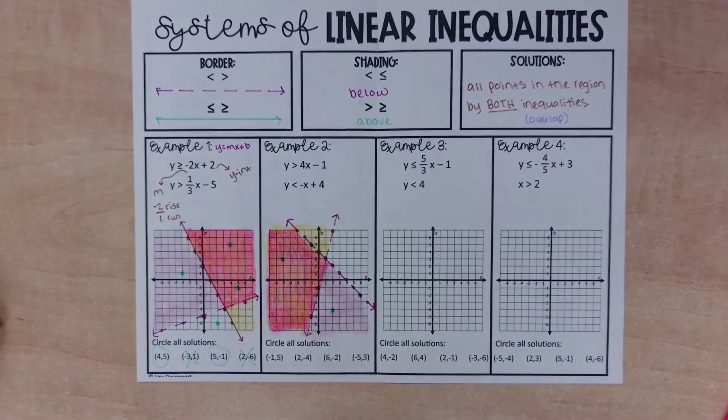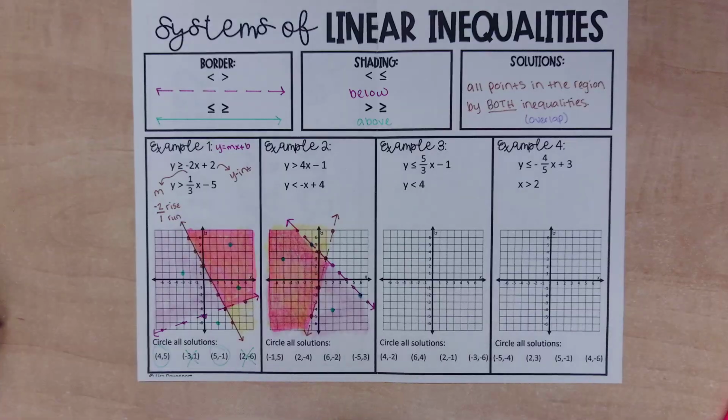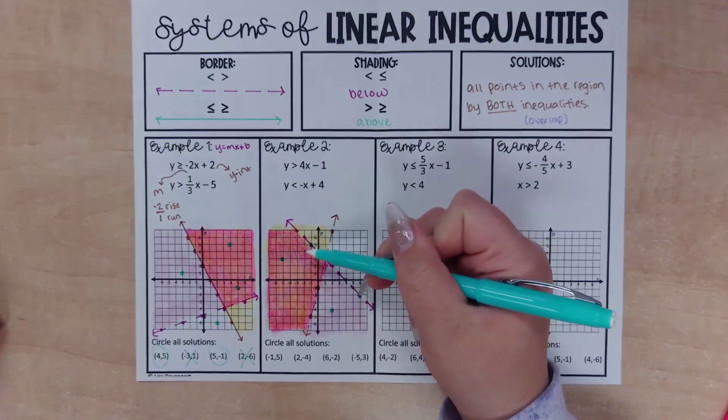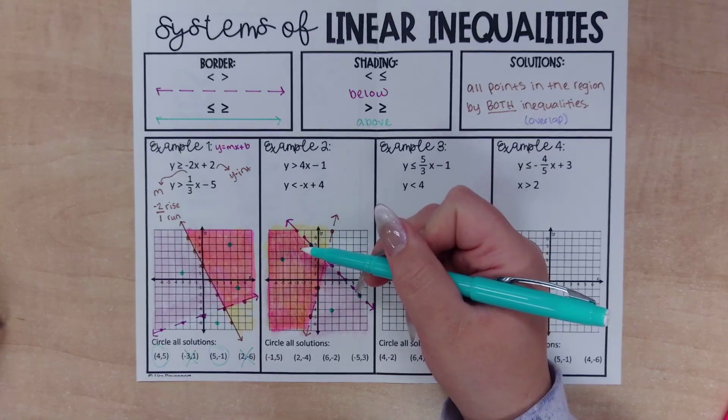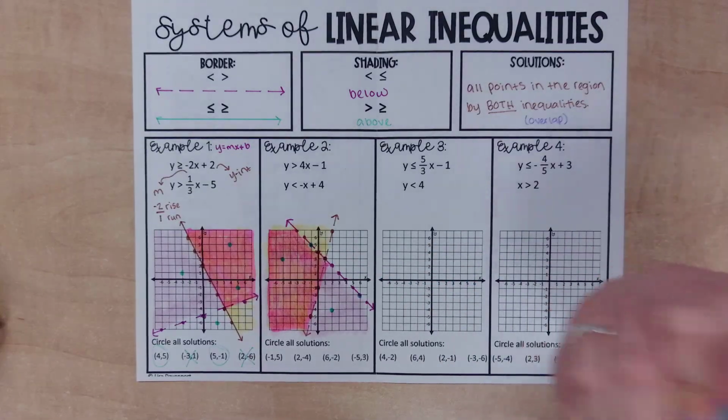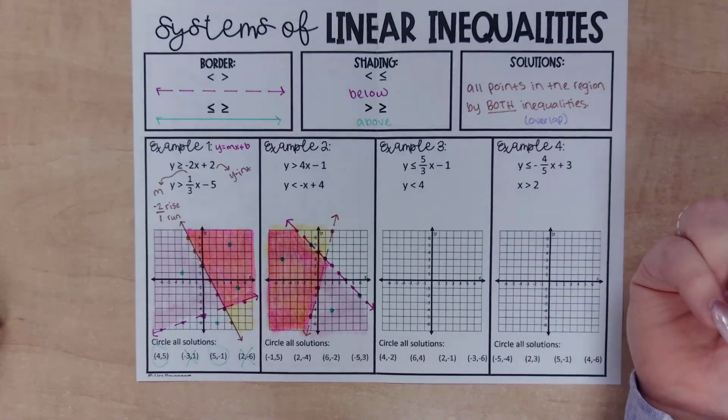Perfect. Points are plotted. Now, I get asked this question all the time, because I've got -1, 5 here, and that hits right on this line. I get asked all the time, Miss B, can the points hit the line? Of course they can hit the line. Now, whether you claim those points or not is all dependent on the type of border that it has.